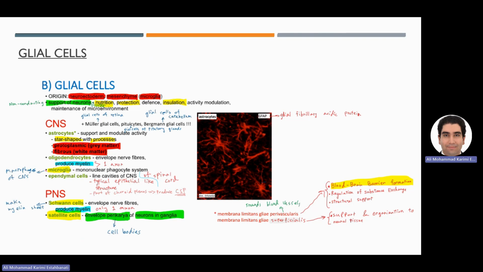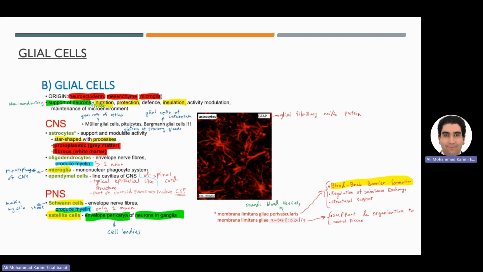Now, the astrocytes are kind of the important cell in that area. They support and modulate the activity of the neurons in that area. They are star-shaped with different processes, as you guys can see here in red. And there will be two types of them as well. There will be protoplasmic and there will be fibrous astrocytes. Protoplasmic, they're found in the gray matter, meaning the cell bodies of neurons in that area. And the fibrous, they're found in white matter, meaning the axons of the neurons in that area.